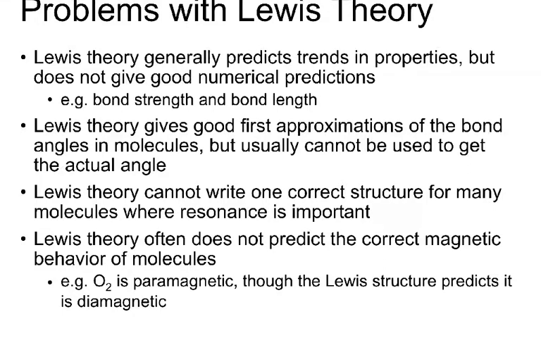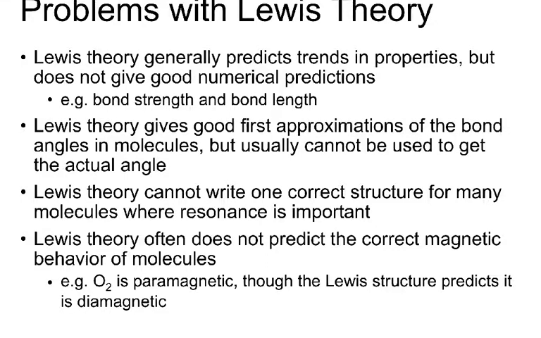We've been talking about Lewis theory and electron geometry. Lewis theory is a very good starting place, but it doesn't have the qualities to be a robust prediction. So while it can predict trends, it doesn't give good numerical predictions. So there's no way to get a number for bond strength or bond length from Lewis theory.